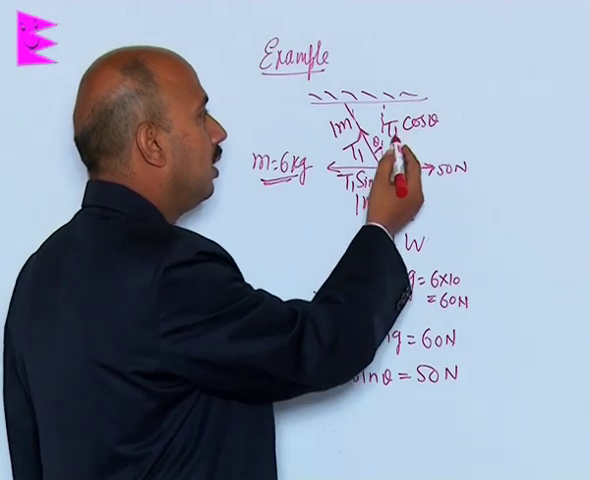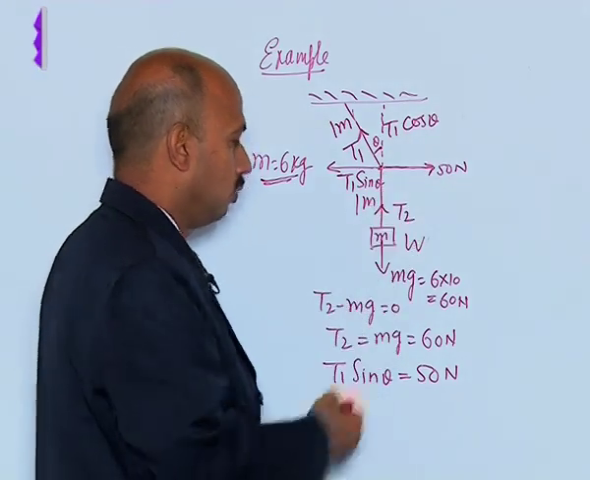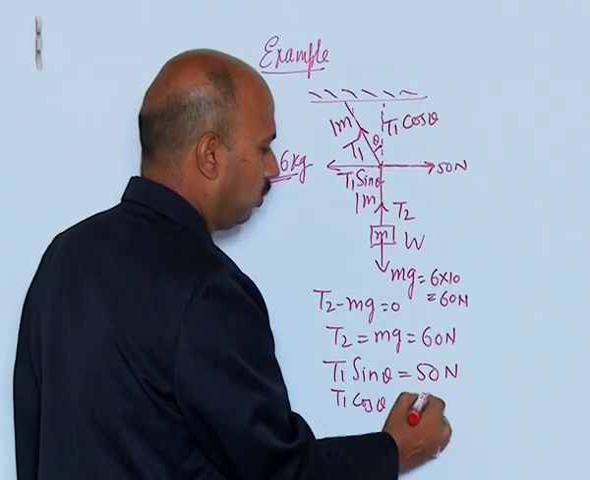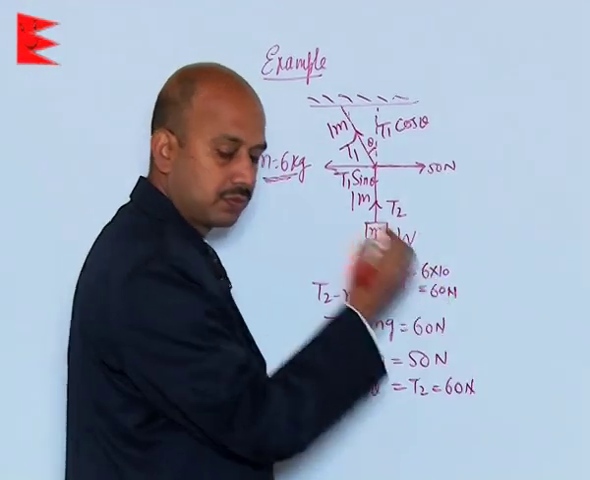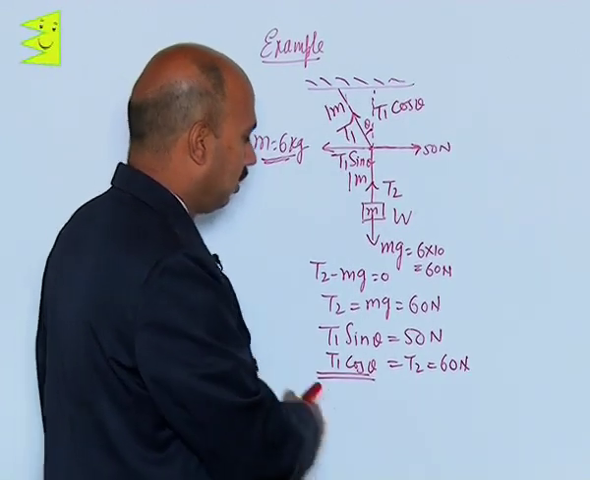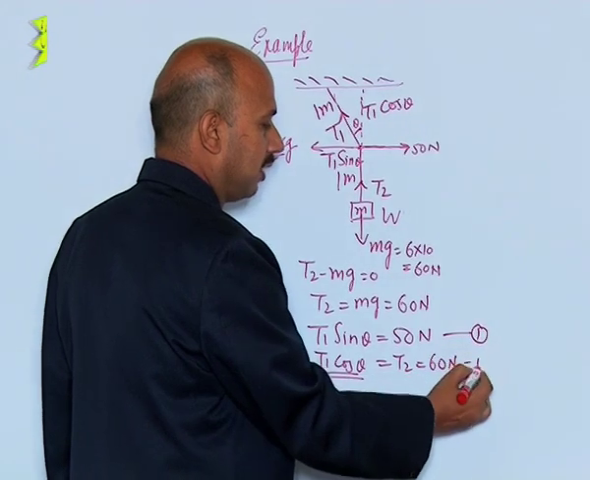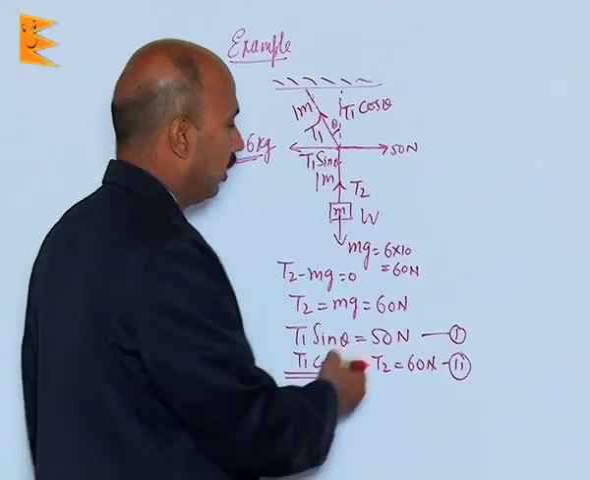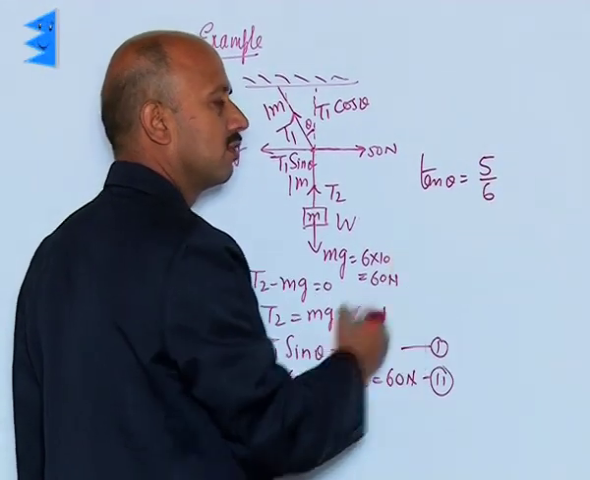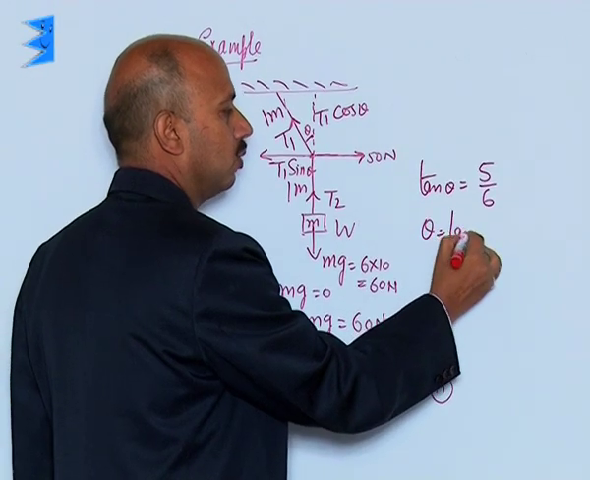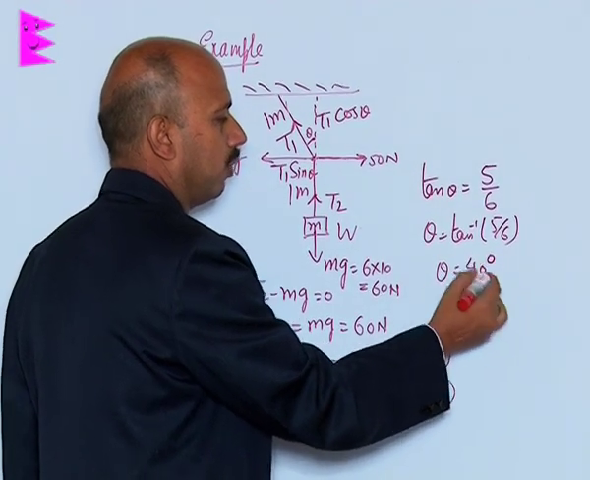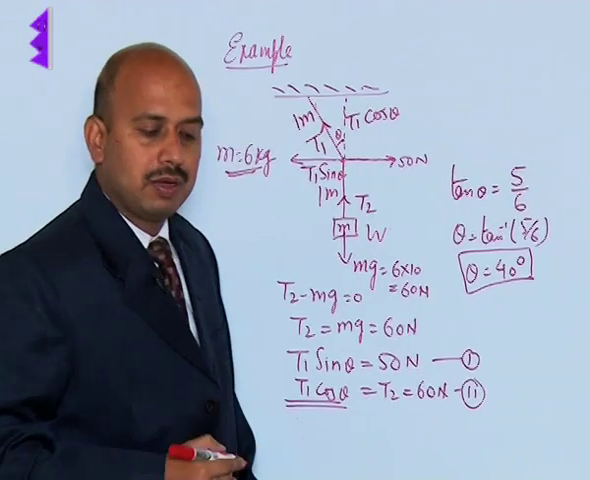Now we can take here T1 cos theta, that is equal to T2, so we can write here T1 cos theta is equal to, that is T2 is equal to 60 Newton. Now if you divide these two, the first divided by the second, you will be getting tan theta is equal to 5 upon 6. So you can write theta is equal to tan inverse 5 by 6. So that theta is approximately 40 degree. So this is the angle made with the vertical.